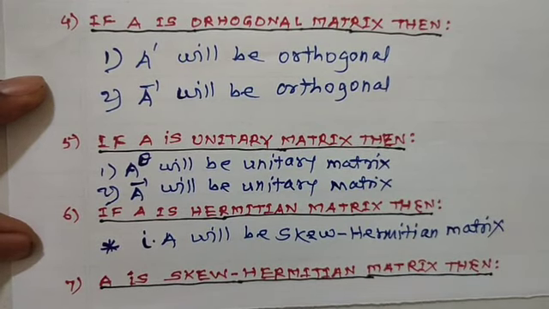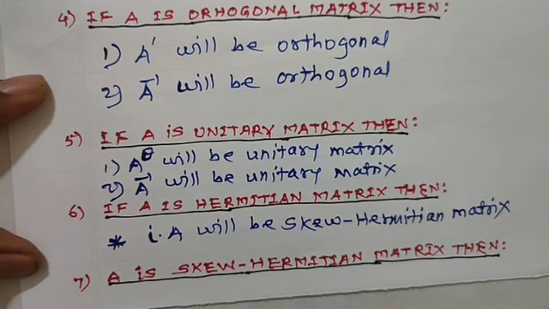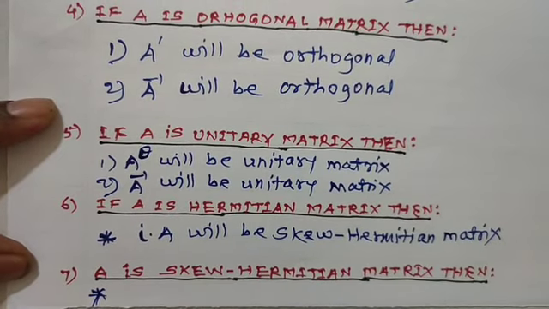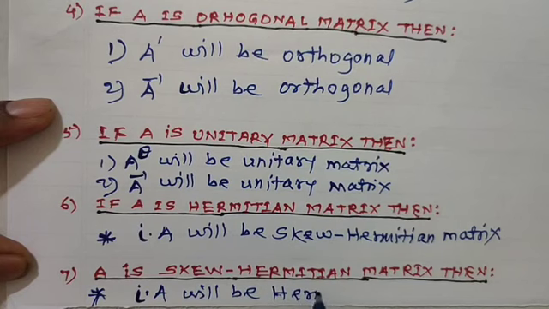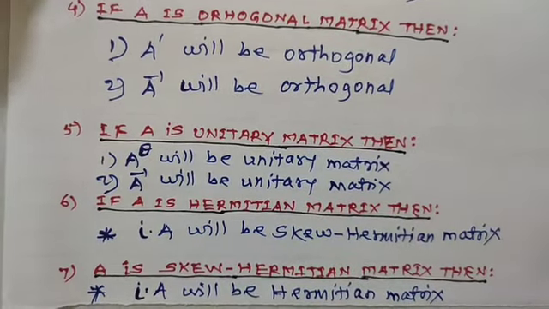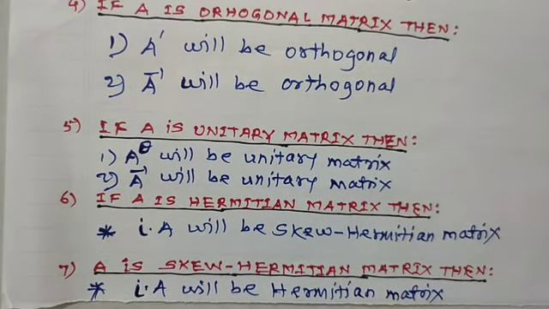Now here we are considering A is a skew Hermitian matrix. A is a square matrix, A is skew Hermitian. Then if we multiply the skew Hermitian matrix by the imaginary unit I, then I into A will be a Hermitian matrix. We have multiplied a skew Hermitian matrix by, sorry, by the imaginary unit. Then it becomes a Hermitian matrix.